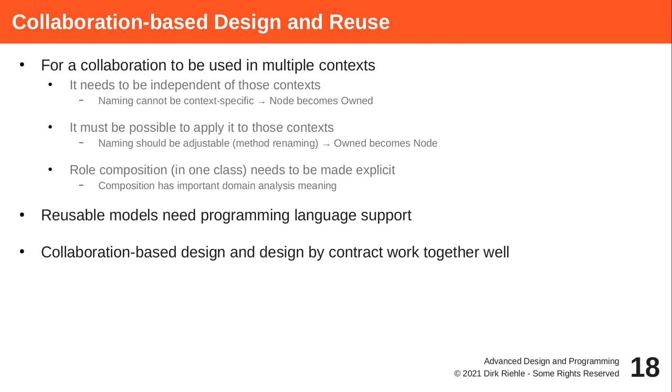Collaboration-based design works really nicely with design by contract, because the relationship between the role types and the collaboration specification, that's exactly what you want to describe by design by contract. And design by contract already made us aware that there's not just a lonely interface, there's always a client. And so collaboration specifications also clearly state that there cannot be a lone role type. There's at least a second role type somewhere, because you cannot just interact without having an interaction partner.